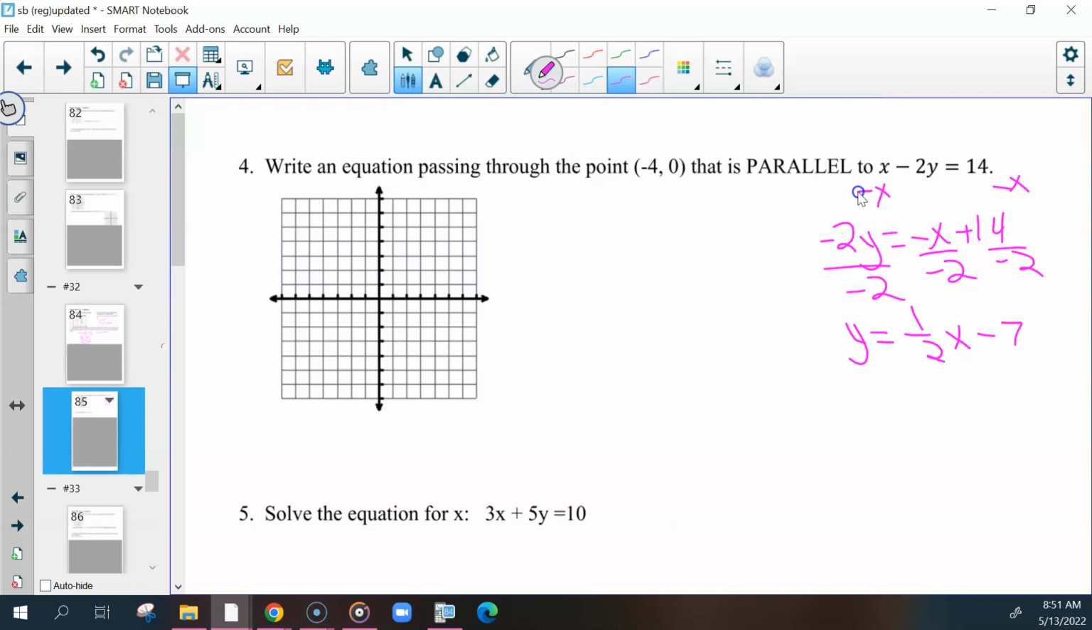It would start at negative 4, 0, 1, 2, 4. And if it's parallel, what do we know the slope is going to be? 1/2. So from this point, I can go up 1 to the right 2, up 1 to the right 2 until I hit my y-axis at 2. So my equation would be y equals 1/2 x plus 2.